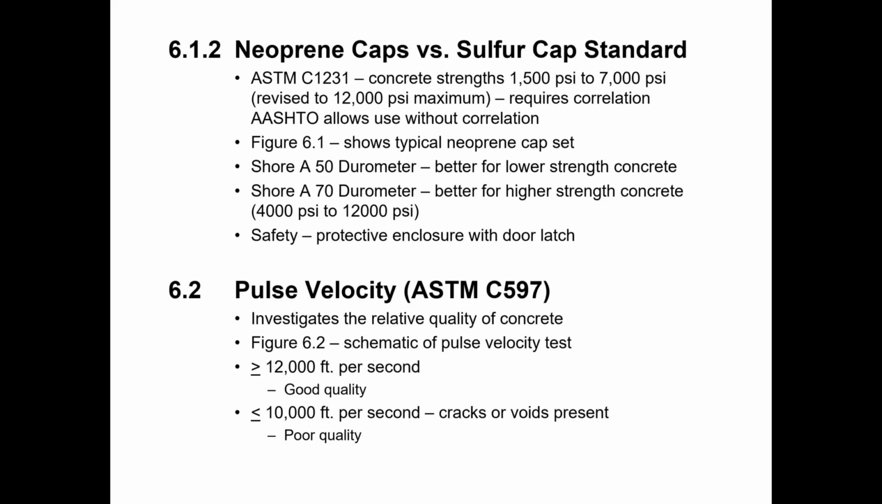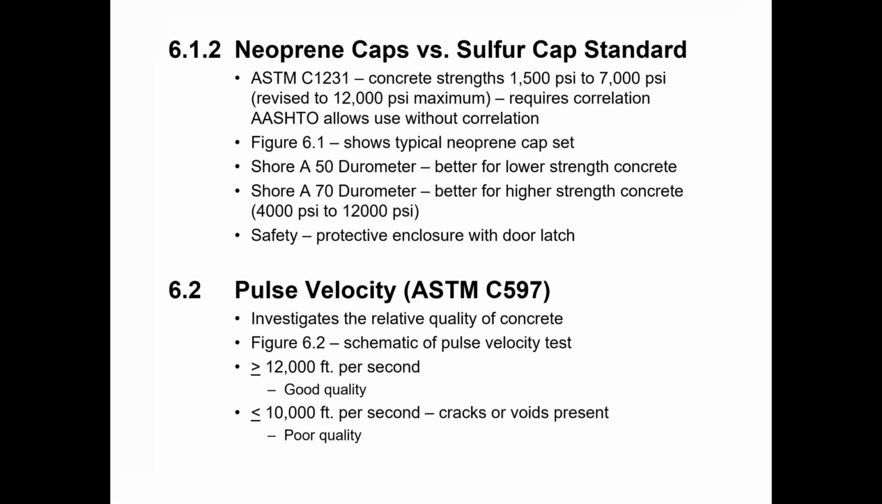At the bottom of page 6.2, it notes that ASTM C1231 covers concrete strengths between 1,500 and 7,000 psi. You can go ahead and note that ASTM C1231 now covers concrete strengths up to 12,000 psi. So you can go beyond 7,000 psi with a neoprene cap. You can go up to 12,000 psi now based on ASTM C1231.